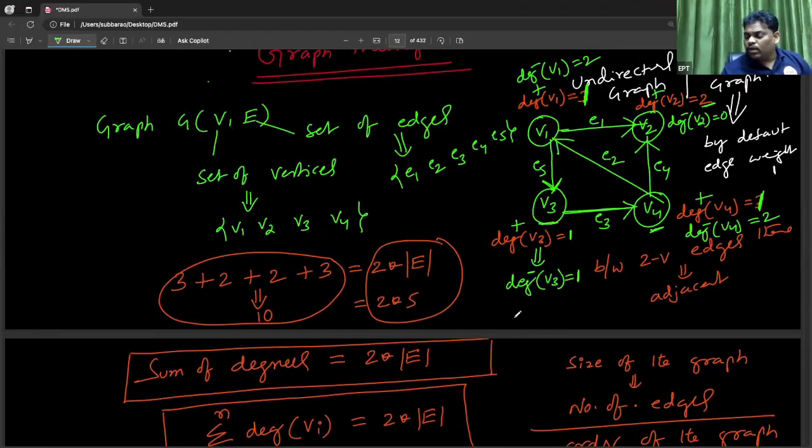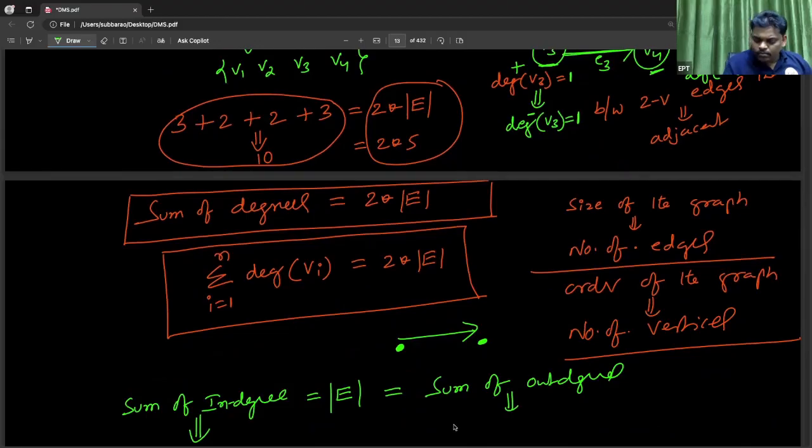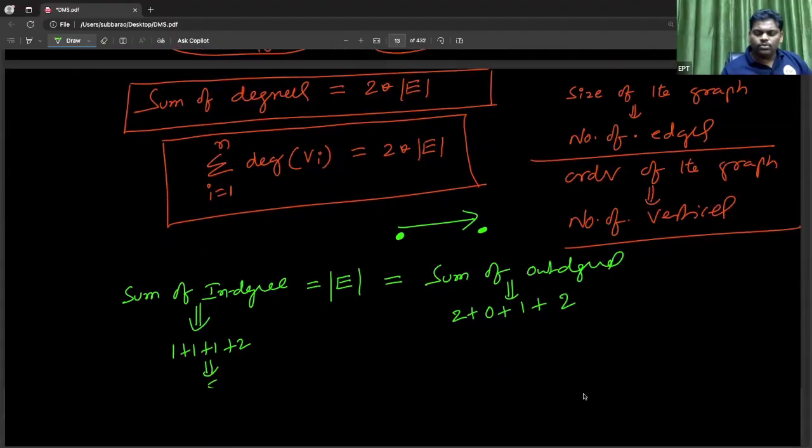What is the V1 out-degree? 2. V2 out-degree? 0. V3 out-degree? 1. V4 out-degree? 2. Check if you want. So the sum of in-degrees is equal to the sum of out-degrees, which is equal to the number of edges. Please take care of this also.